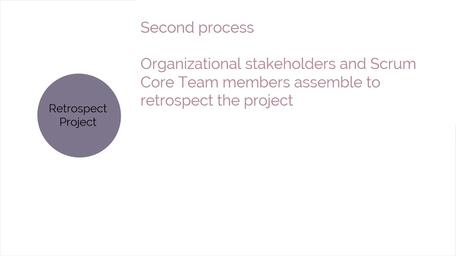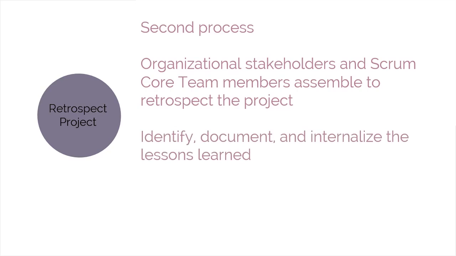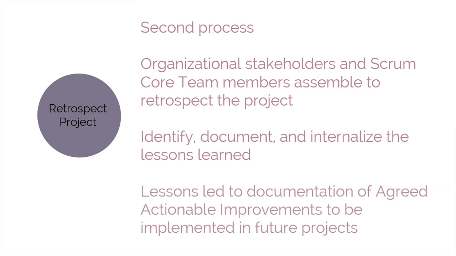The second process is retrospect project. In this process, which completes the project, organizational stakeholders and Scrum core team members assemble to retrospect the project and identify, document, and internalize the lessons learned. Often, these lessons lead to documentation of agreed actionable improvements to be implemented in future projects.